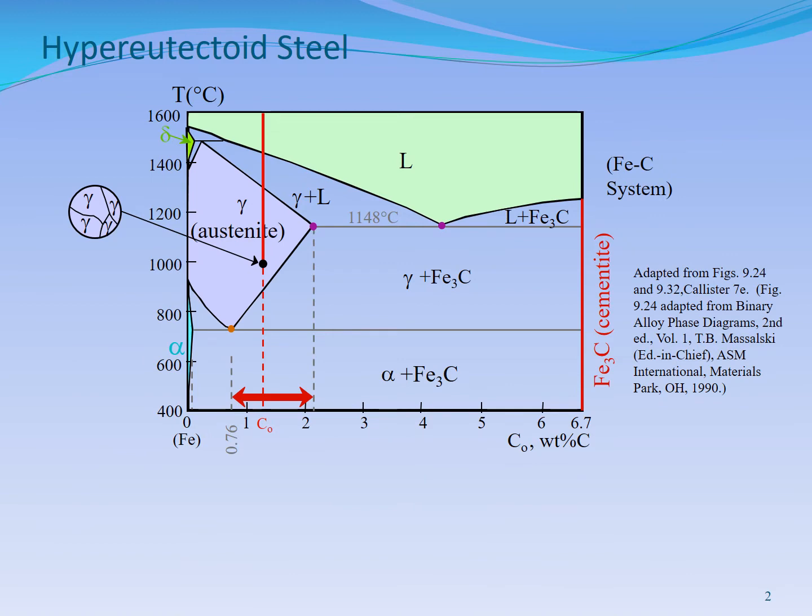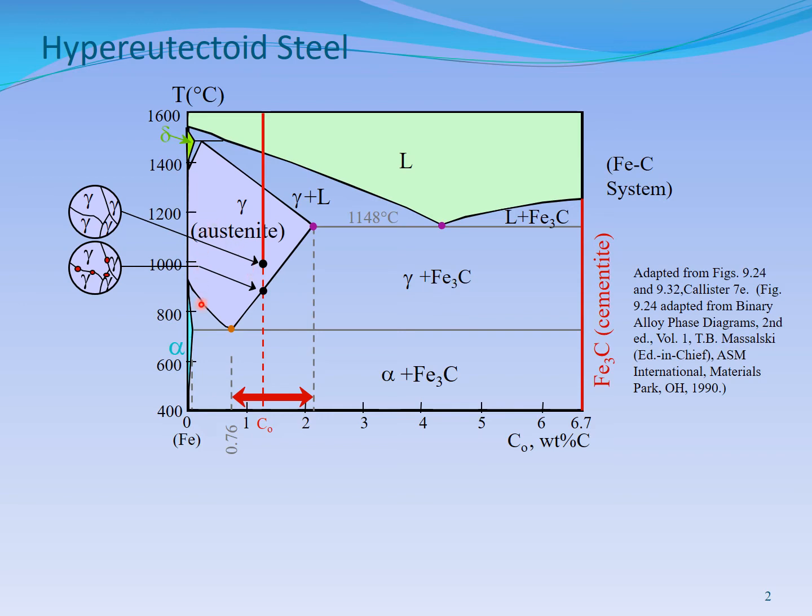Hyper-eutectoid steel now, right? So again, if this is the eutectoid composition, any steel here is hypo, any steel more than this is hyper-eutectoid. Any steel in this region is hyper-eutectoid steel. As an example, we take any steel here, say 1.34% carbon. What happens again as we go along? Initially austenite, right? But this time you go here. When you hit this line, then you get gamma plus cementite, right?